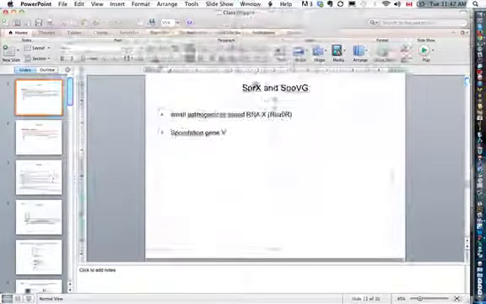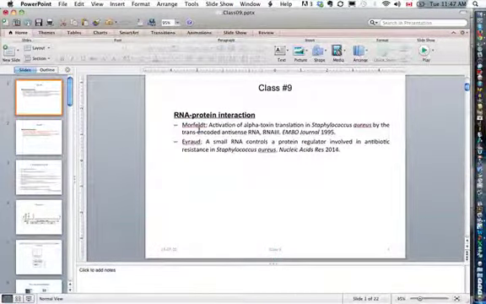So it'll be class 9, which is RNA protein interaction, and there are 2 papers here. One is by Eva Morfeld. She's from Sweden, Liverpool, and Austria. That's where the 3 groups are from. The other paper is by Alex Ariod, and this one talks about a protein regulator involved with antibiotic resistance in Staph aureus. So those are the 2 papers.